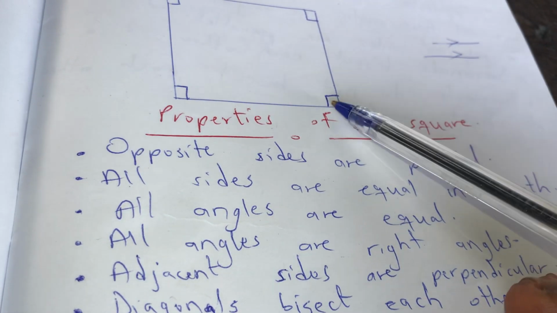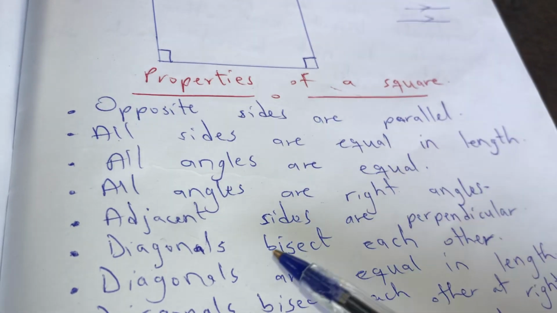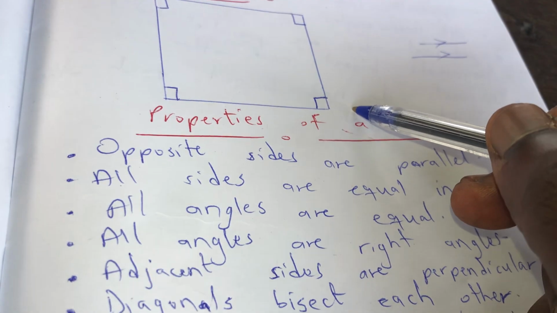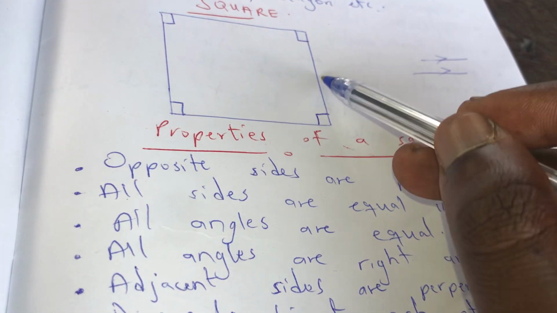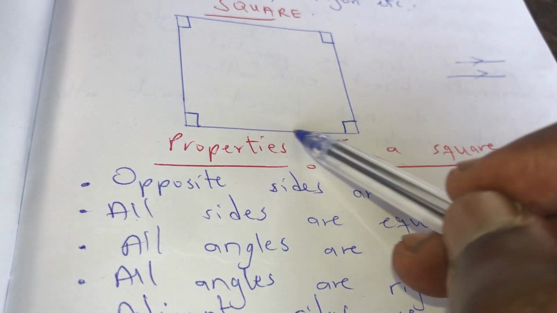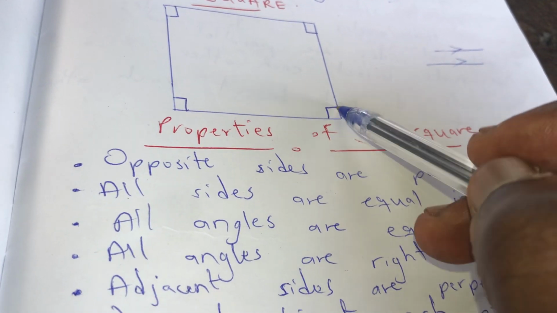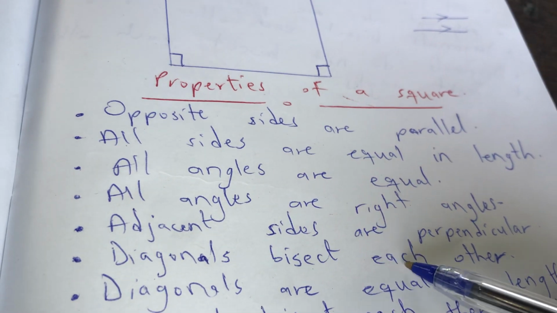Anytime in math you see this symbol, it means 90 degrees. Very good. Then adjacent sides are perpendicular. What are the adjacent sides? This side and this side. Where they meet like this, they are perpendicular. Perpendicular means 90 degrees.